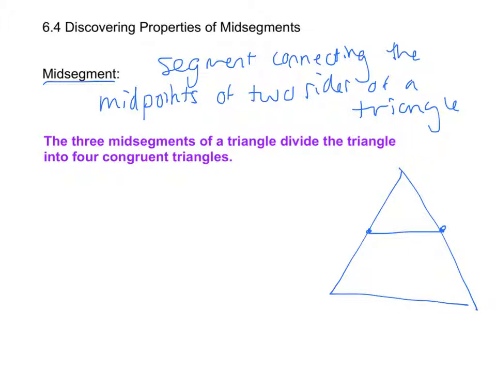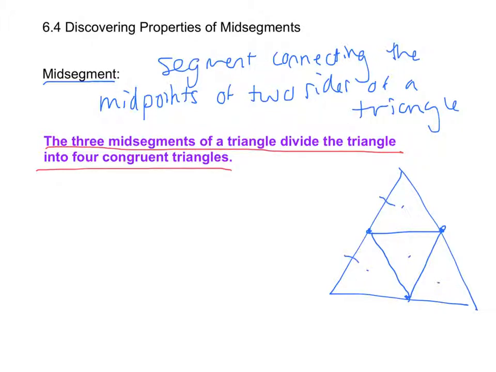So this conjecture states that the three midsegments of a triangle divide the triangle into four congruent triangles. So if we continue our drawing here and say that this is the midsegment here, we can draw that here, and we can see that these triangles do look pretty congruent. And this is going to be very useful information to have, because now we can go on and say that these sides are congruent, and these sides are congruent, etc., etc.